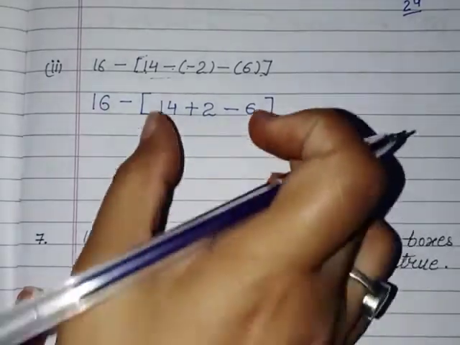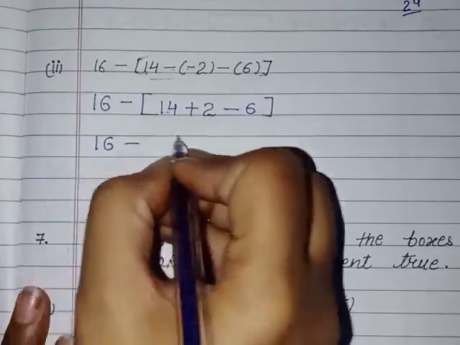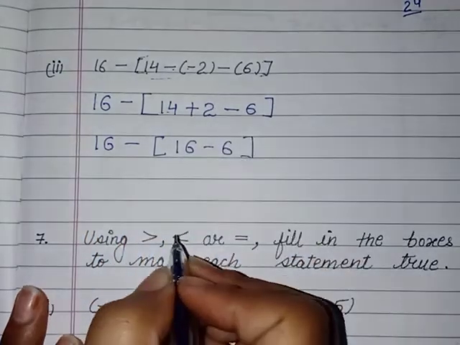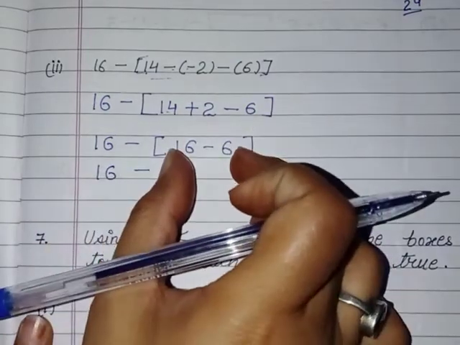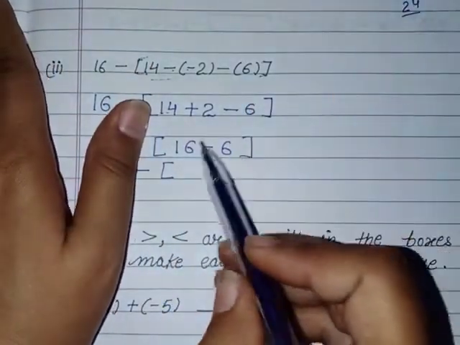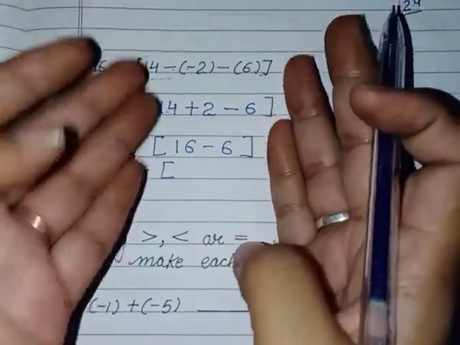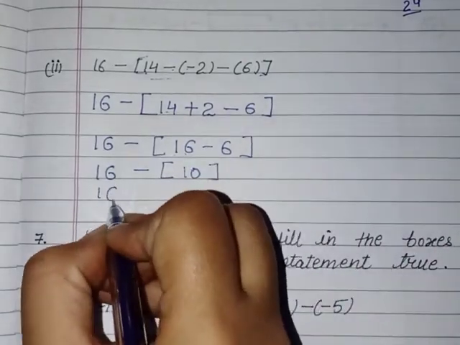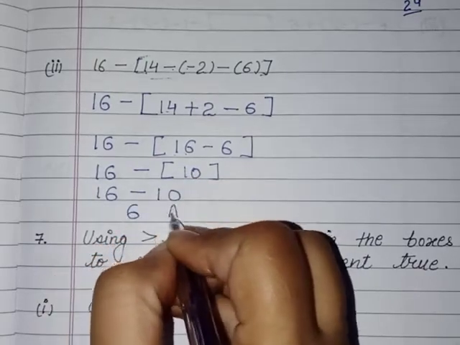Now solve them. 14 plus 2 is 16, minus 6. Now both are of different sign, because in the bracket this is a plus sign and this is a minus sign. So these numbers will be subtracted. 16 minus 6 is 10. Now open the bracket. 16 minus 10, which is 6, and this is your answer.